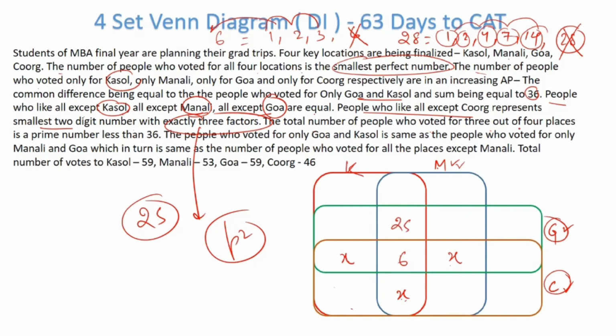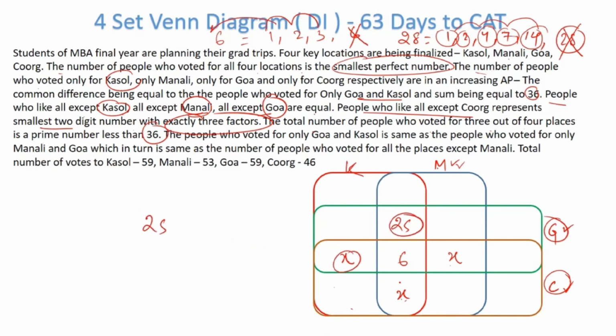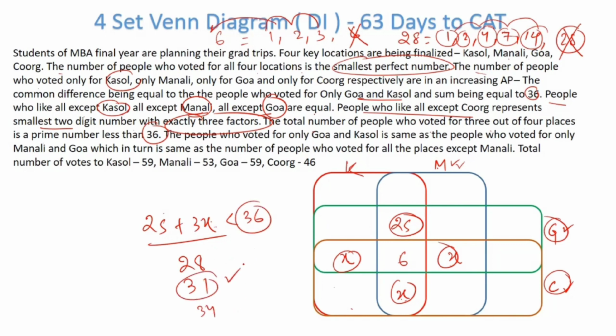The total number of people who voted for 3 out of 4 places is a prime number less than 36. Now 25 plus x plus 3x is less than 36, and this is a prime number. What is the possibility? If I take x is equal to 1, this becomes 28. If I take x is equal to 2, this becomes 31. If I take x is equal to 3, this becomes 34, and after that it moves past 36. Only prime number here is 31, so x is equal to 2. So this we have figured out is equal to 2.